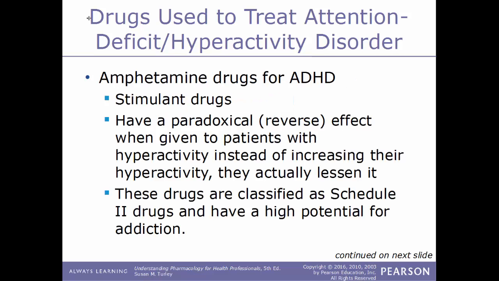See, one kind of drug that could be used to treat ADHD are amphetamine drugs. These are a stimulant drug of the central nervous system, and it has what's called a paradoxical effect when given to patients. Because even though it is a stimulant drug, instead of increasing their hyperactivity, it will actually lessen it. And these drugs are classified as a Schedule II drug because they have a high potential for addiction.